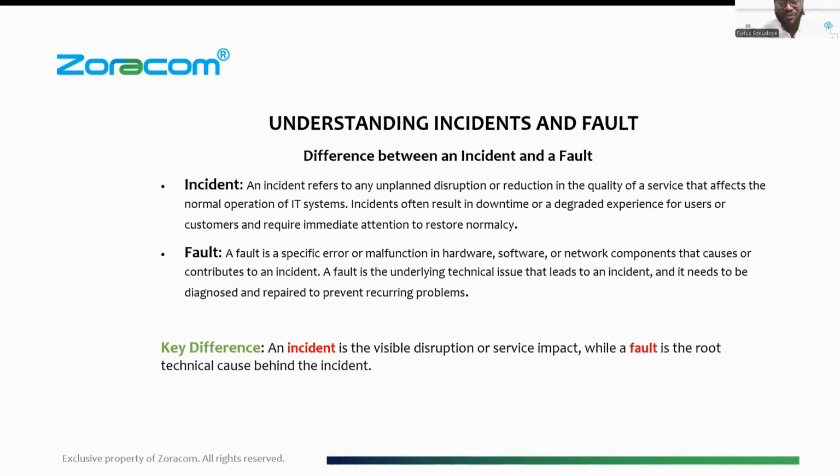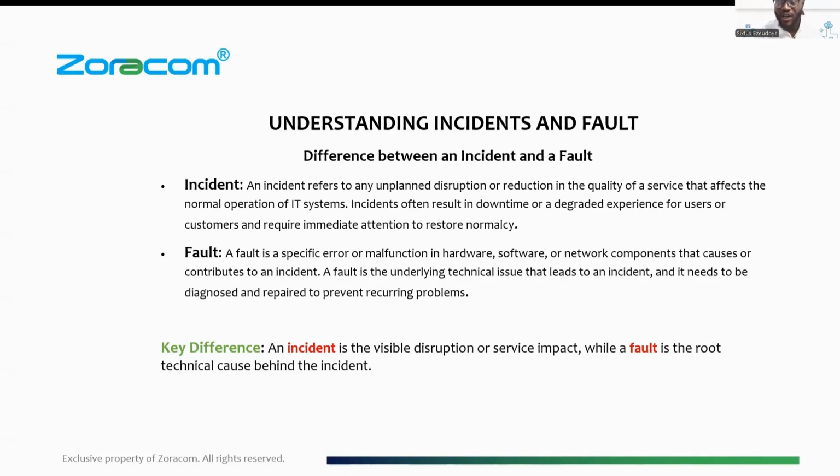While a fault is a specific error or malfunction of a hardware, software, or network component that causes or contributes to incidents. So it simply means that fault leads to incidents. Fault is the underlying technical issue that leads to incidents, and this needs to be properly diagnosed and repaired to prevent recurring problems.